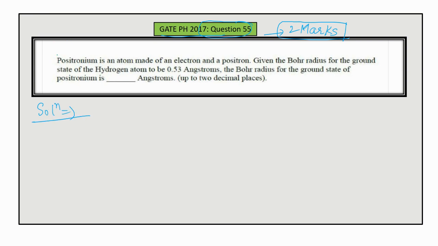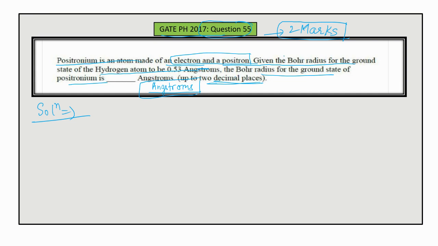In this question, it is given that positronium is an atom made up of an electron and a positron. Given the Bohr radius for the ground state of hydrogen, you have to find the Bohr radius for the ground state of positronium in angstrom units, up to 2 decimal places.